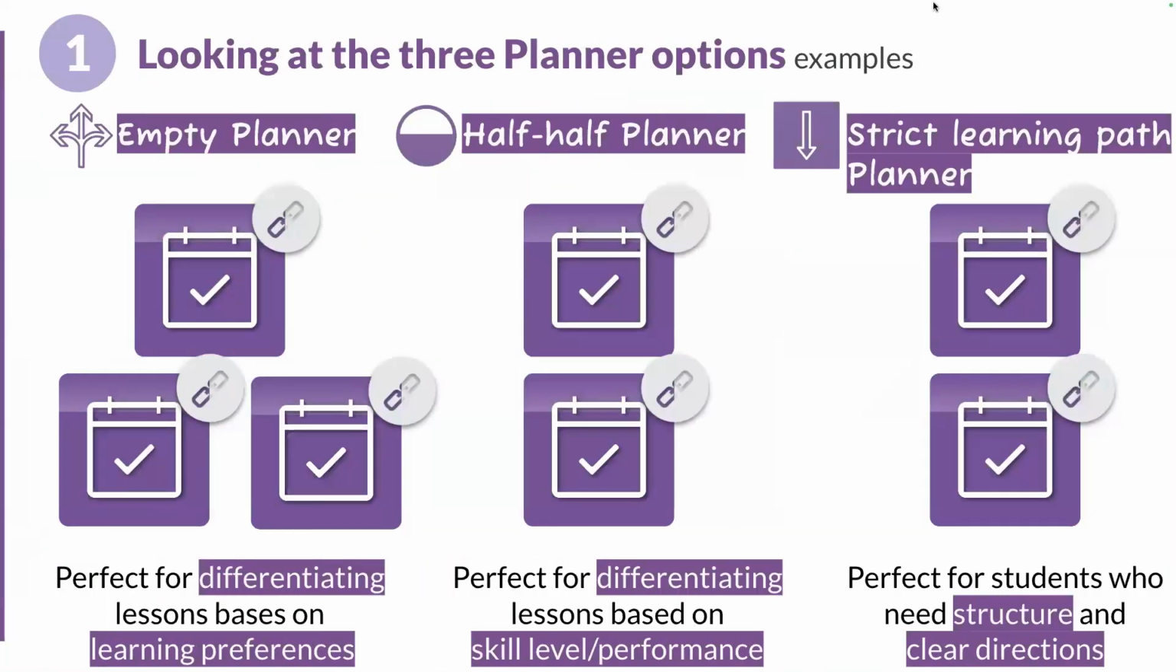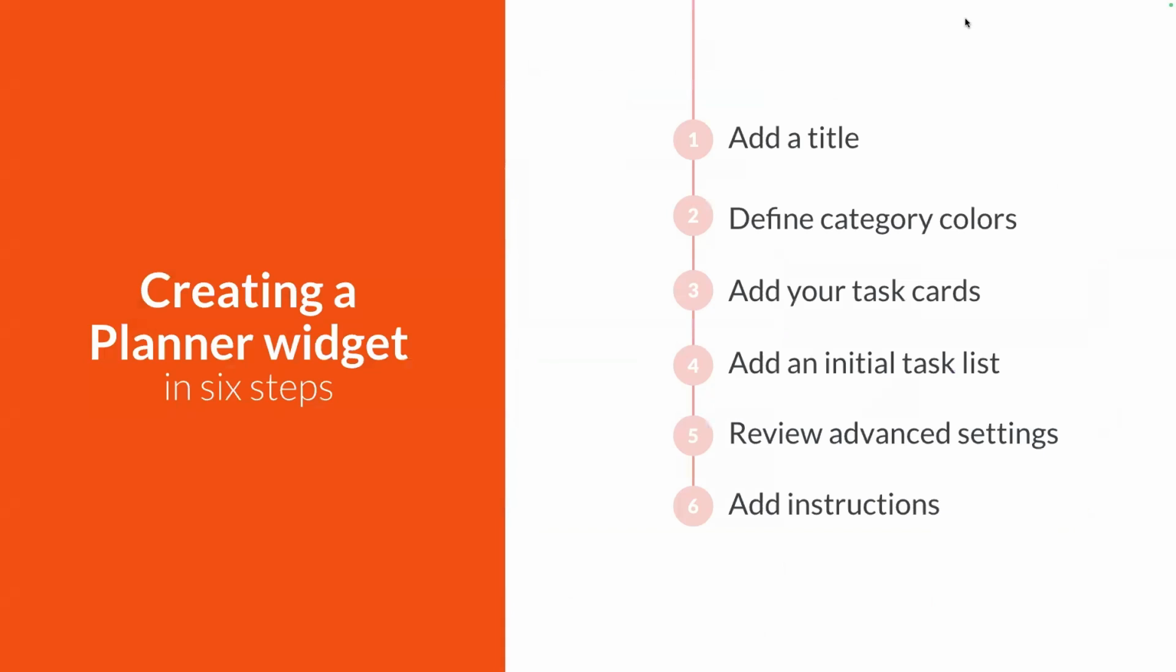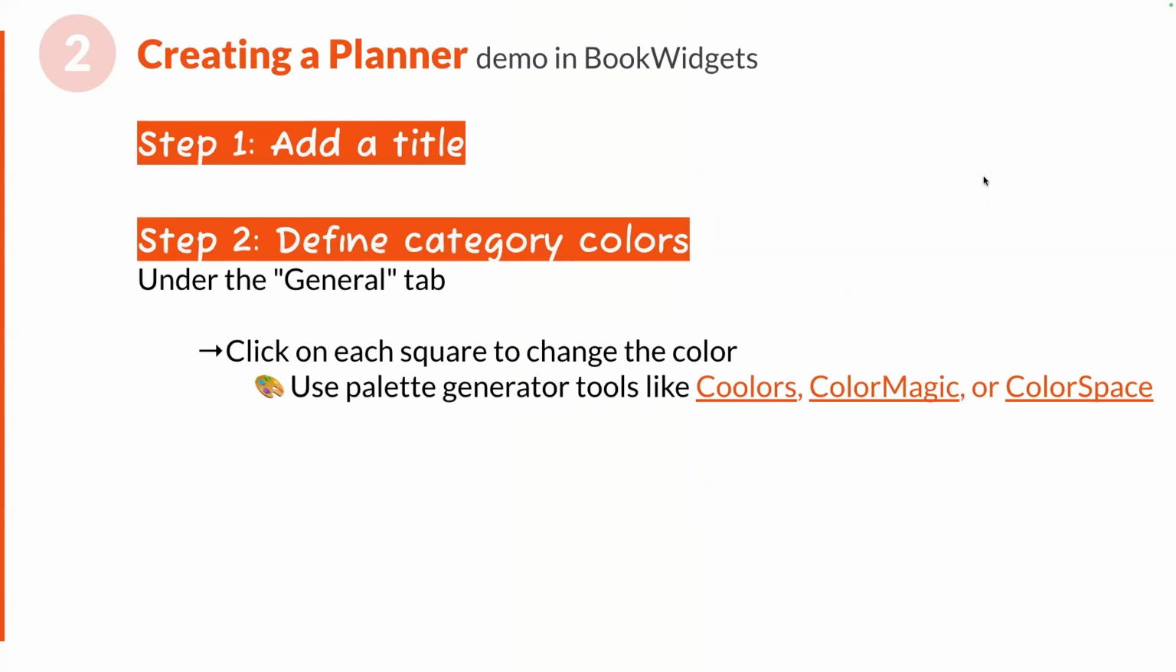Okay, so showing you a few different examples, let's go take a look at how to create one. Just to give you an overview of the steps, when you create a new widget, you're going to add a title. We're going to define the category colors, add your task cards, add an initial task list, review advanced settings, and then add instructions. Okay, so step 1, we're going to add a title and define the category colors.